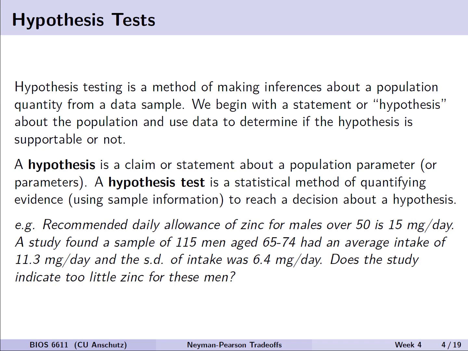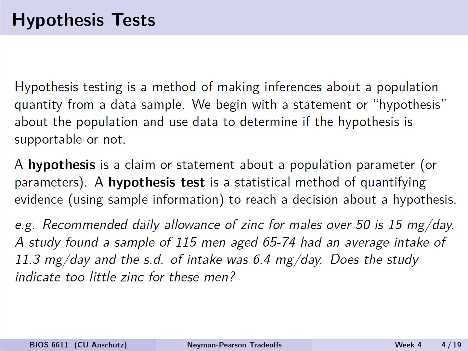So, hypothesis tests. Hypothesis testing is the framework we use, or the method we use, to make inferences about a population quantity based on a sample of data. We'll see that we begin with a statement, or what we will call a hypothesis, about the population, and then use that data from a sample to determine if our hypothesis is supportable or not. In other words, a hypothesis is a claim or statement about a population parameter, or potentially multiple parameters at the same time. The way we formally test this then is through a hypothesis test, a statistical method we'll use of various types, and especially exploring in the next few weeks.